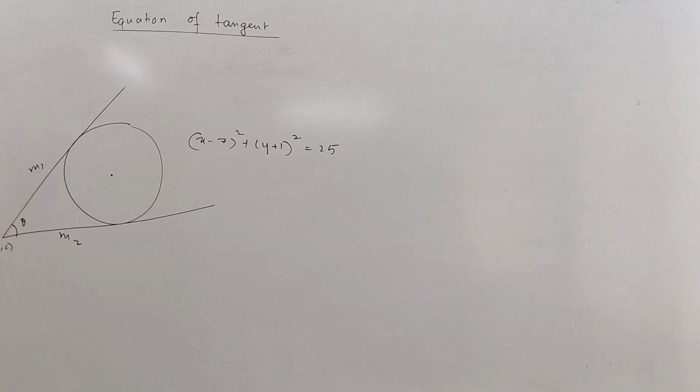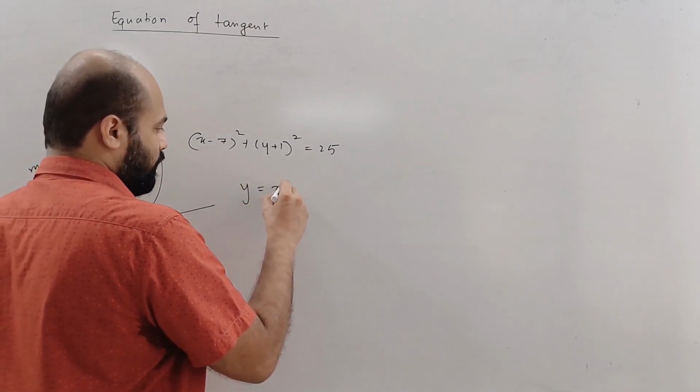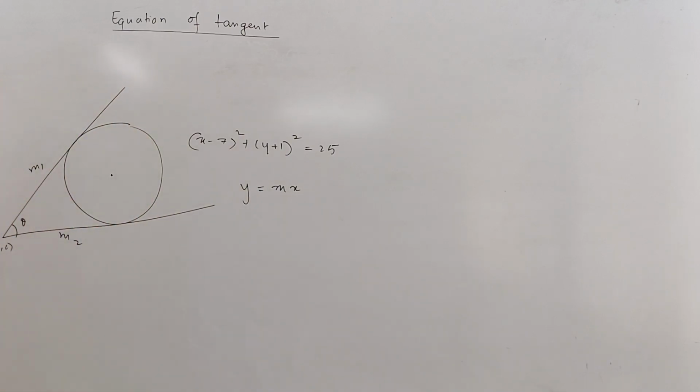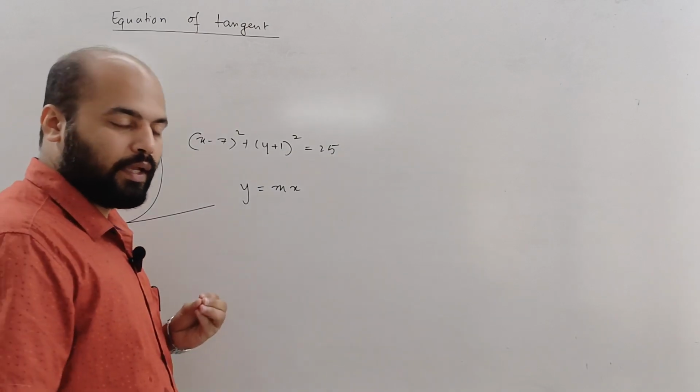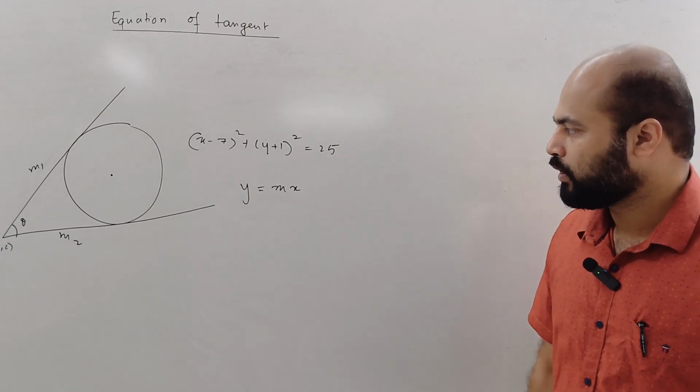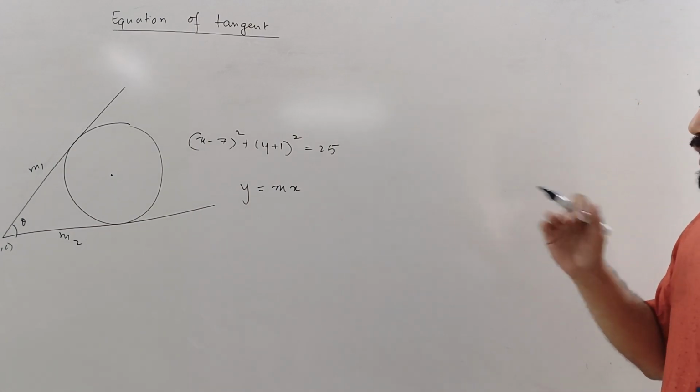So if I want to find this, first of all, I can write the general equation of this tangent as y equals to mx. Now why am I writing y equals to mx? Because the constant over here is 0, simply because this is passing through the origin. And we know that any straight line which is passing through the origin, we can write the equation as y equals to mx. That's what I've done.